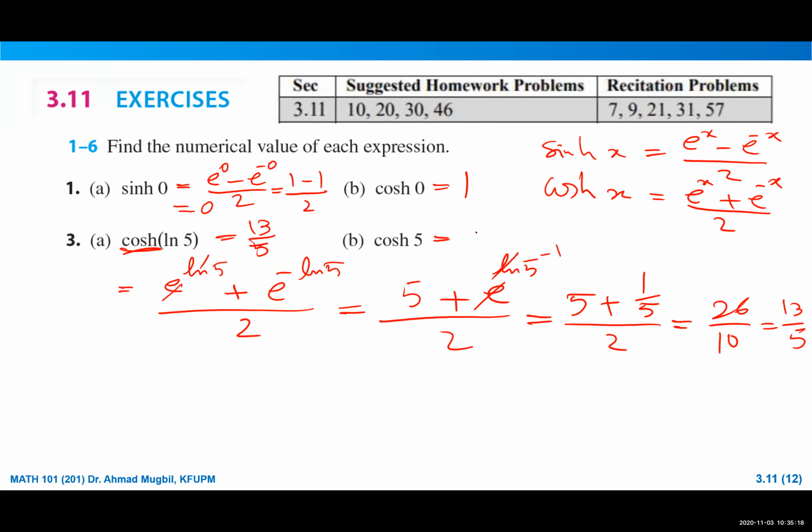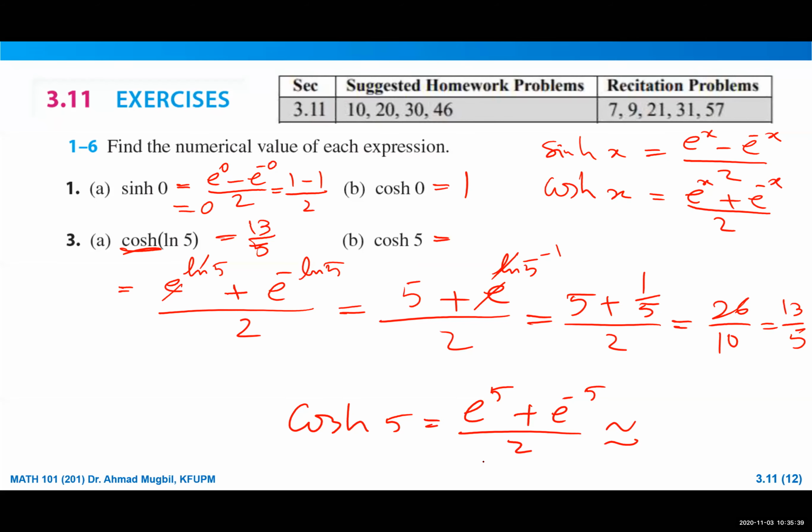What about this one? What will it be equal to? Cosine hyperbolic 5 equals e to the power 5 plus e to the power negative 5, over 2. That's it. If you want to approximate it, you can use a calculator. So this will be equal as it is, according to the definition.